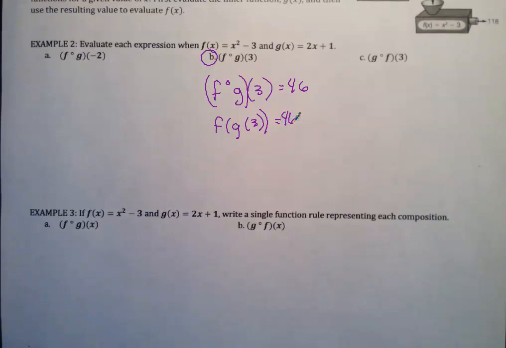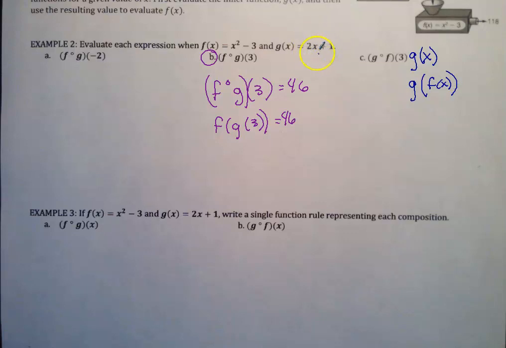All right, so now the reason I wanted to put that there is because in C we're doing g of f of 3. So what's different between B and C? The order. This time we're going to do the g first, okay? So instead of having g of x, we're going to have g of f of x. So the f of x is going inside the g of x. Hopefully that helps when we think about it.